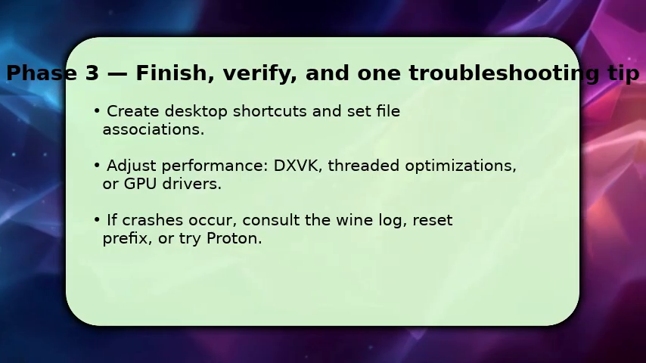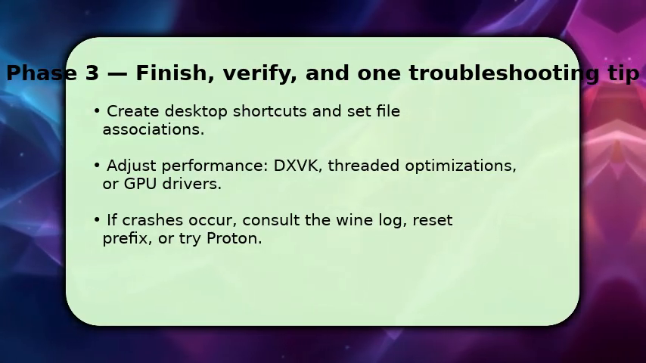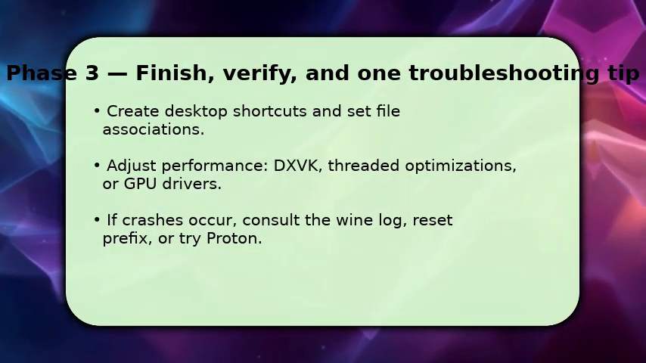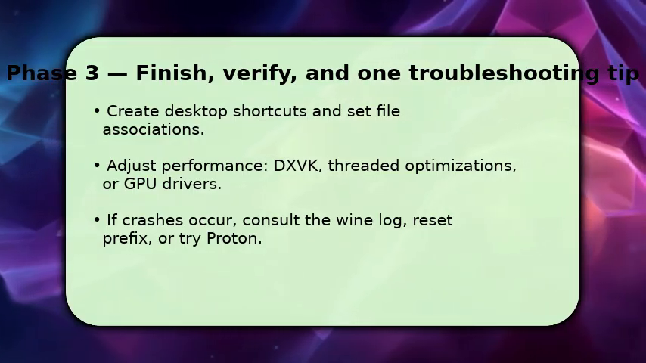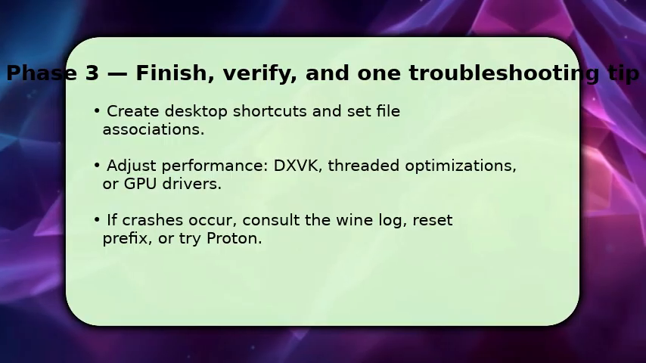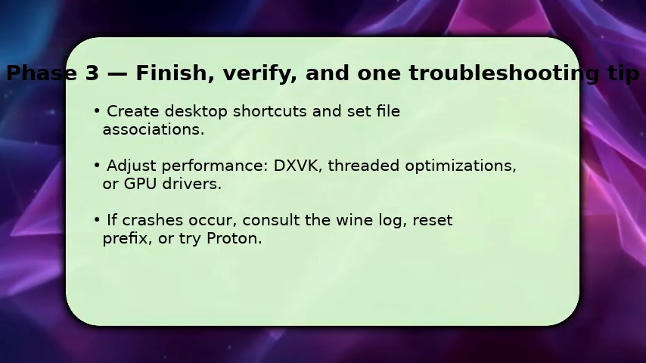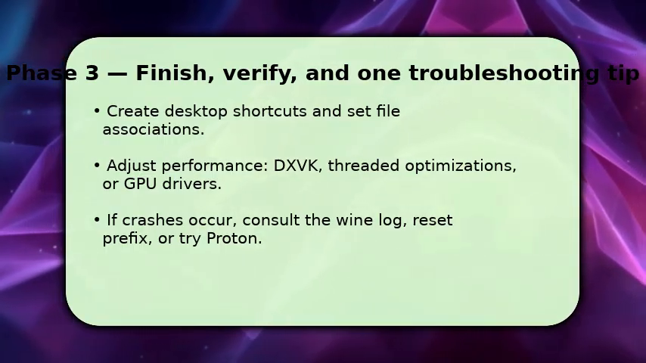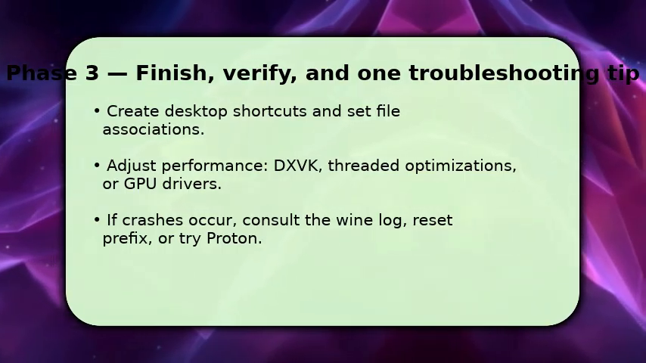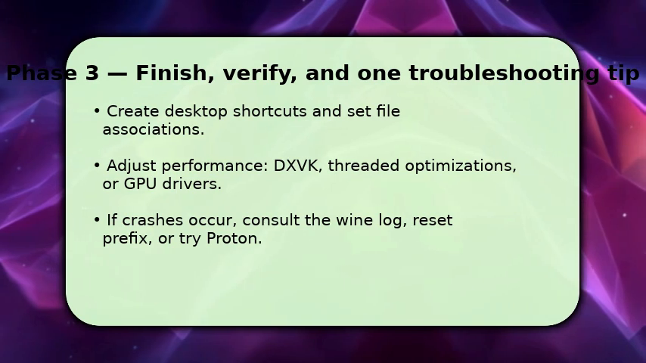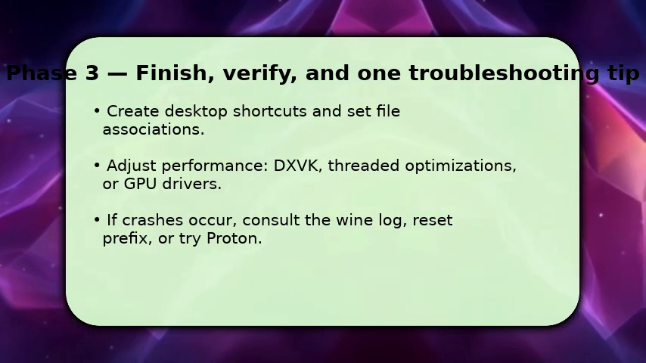Once done, tweak performance. Enable DXVK for DirectX translation, try threaded optimizations, and ensure your GPU drivers are up to date. If the app crashes, check the Wine log for missing DLLs, permissions, or graphics errors, reset the prefix, or recreate it fresh. As a key tip, try the same installer under Proton or a different Wine version.